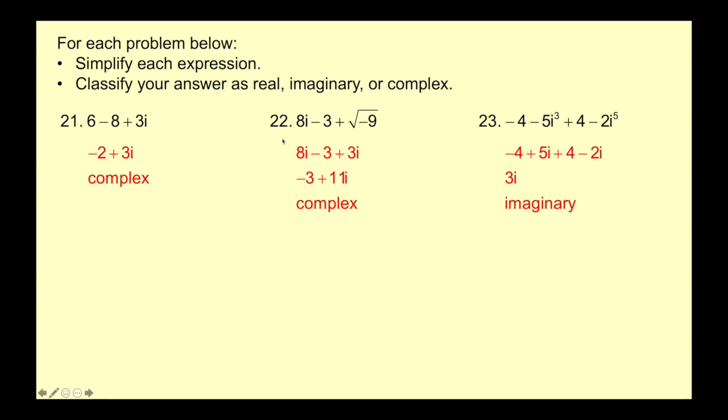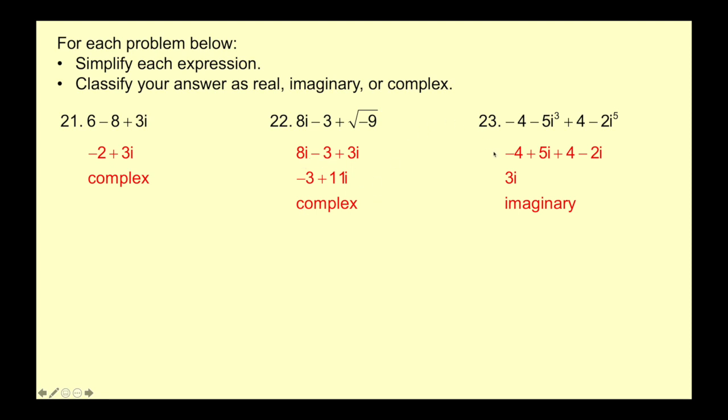For 22, I do have some simplifying to do. I'm not allowed to have this as the square root of a negative. So right away, I want to convert this and make this become the square root of 9, which is 3, the square root of negative 1, which gives me i. From here, 8i and 3i can combine to give me 11i, and that negative 3 had nothing to combine with, but again, the real part should go first. So we write that as negative 3 plus 11i, and that's going to be considered complex. Again, it has a real and an imaginary part.